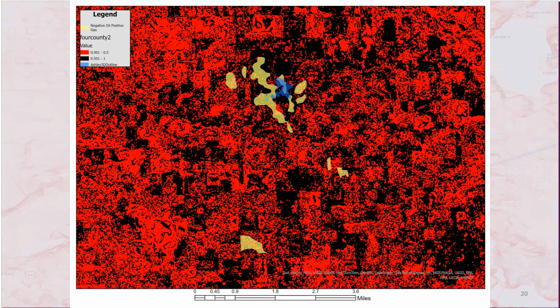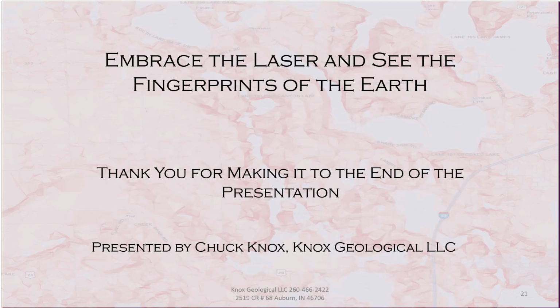So this Lidar is a good tool in our machine learning, and the satellite data as well. We're really using the digital nature of the LiDAR data and the satellite data to help us weed out areas and focus in on areas that are going to be productive of oil and natural gas. So I'm going to close by saying, embrace the laser, see the fingerprints of the earth.